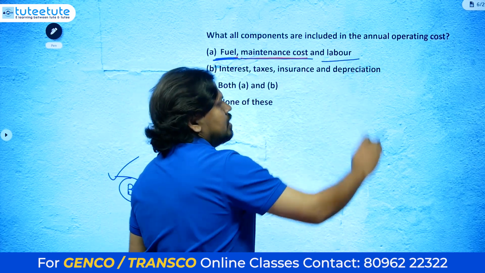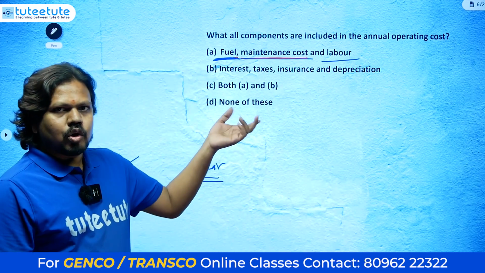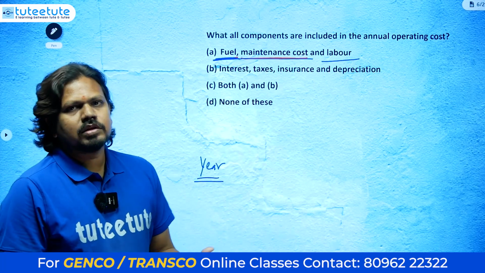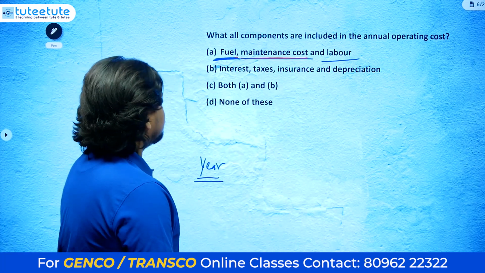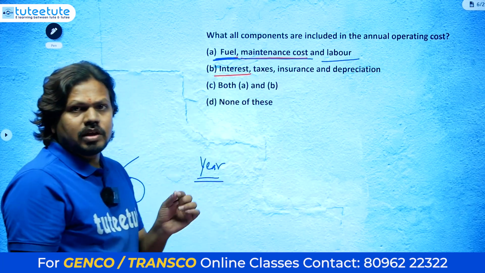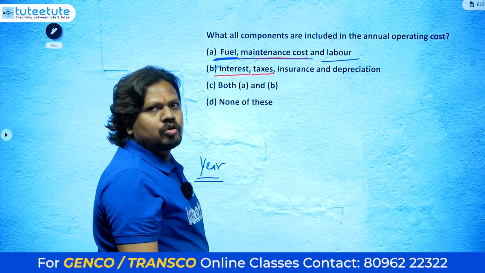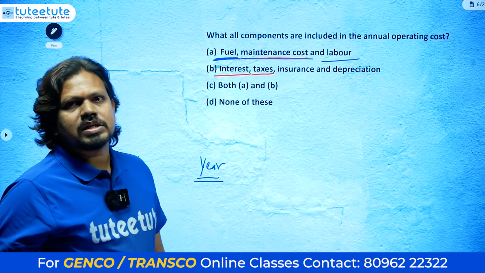Similarly labor cost will be varied. Whenever you have the work, only then you will call for the labor and complete the works there. This is the other option. Interest: we have taken the loan to construct the plant, so definitely interest will be coming from that. Taxes also we need to pay to the government, it may be central government or state government.